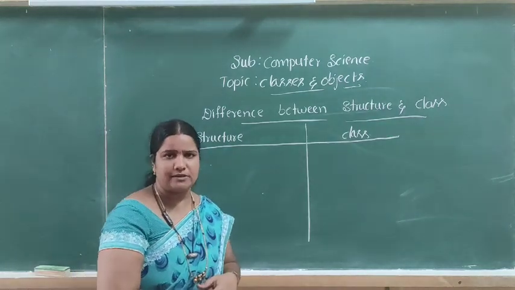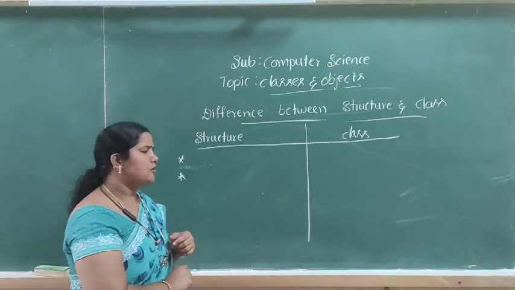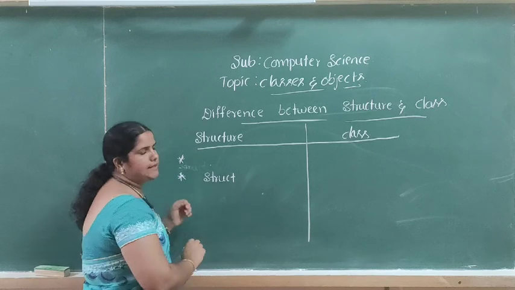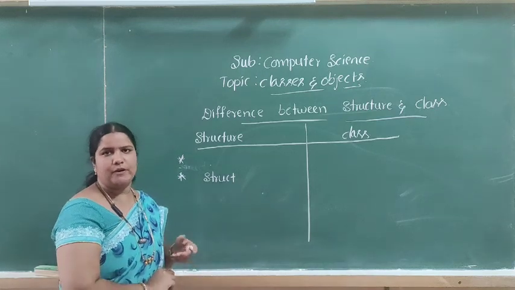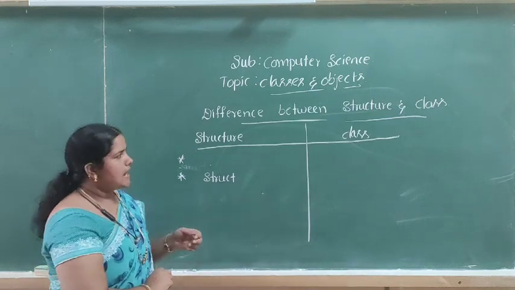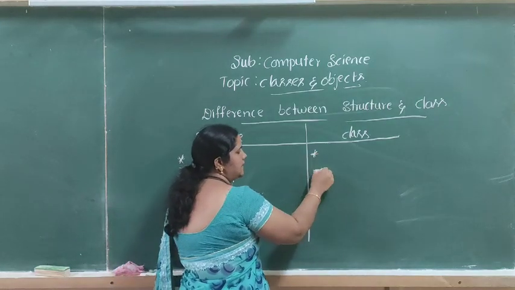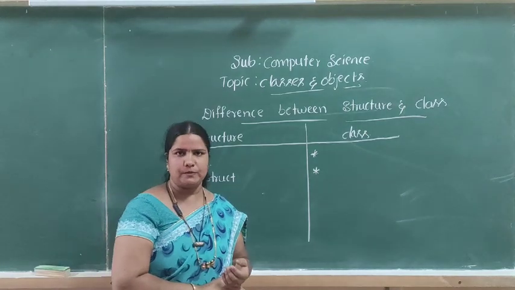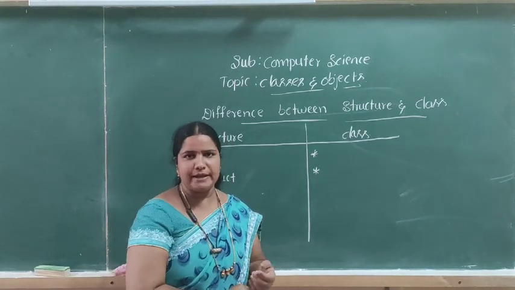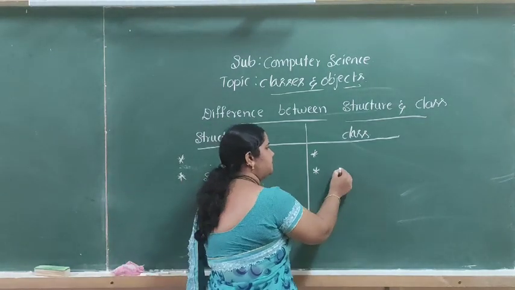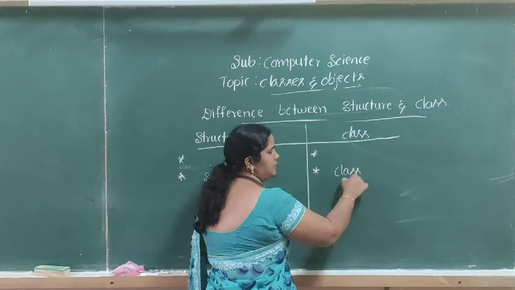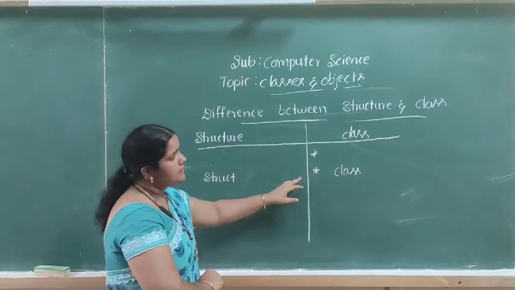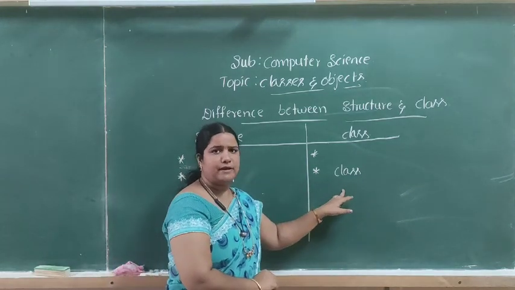To define or declare a structure, we have to use one of the keywords, that will be struct. Struct is one of the keywords used to define the structure. And class is one of the keywords that can be used to define a class. In structure we define using the keyword struct, and a class is defined using the keyword class.